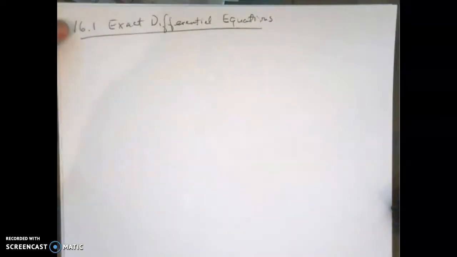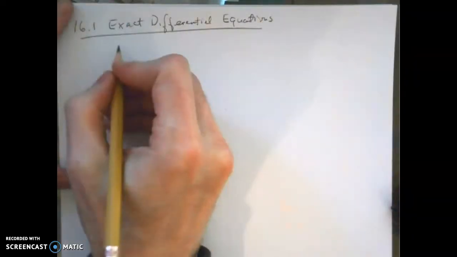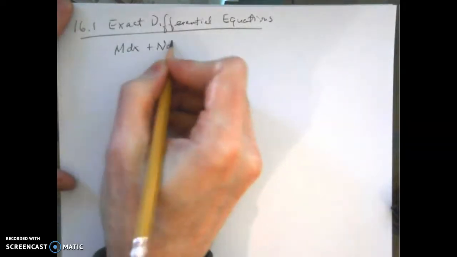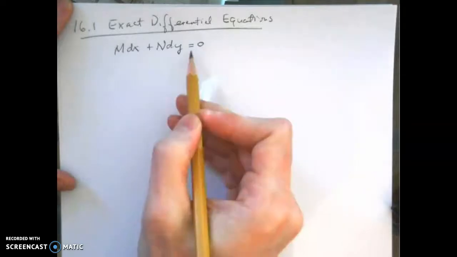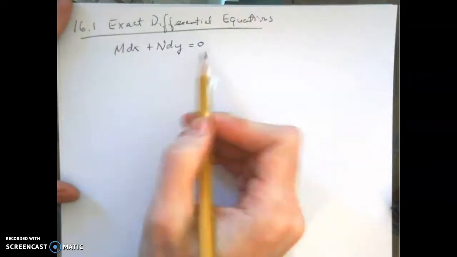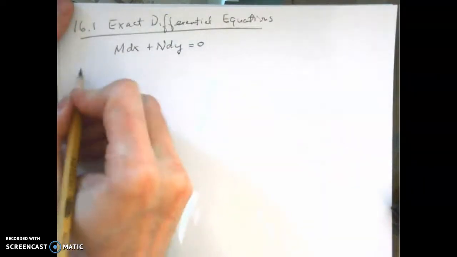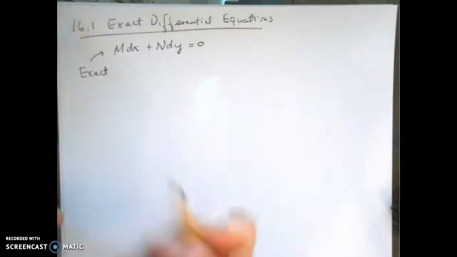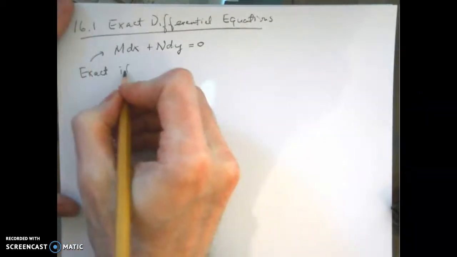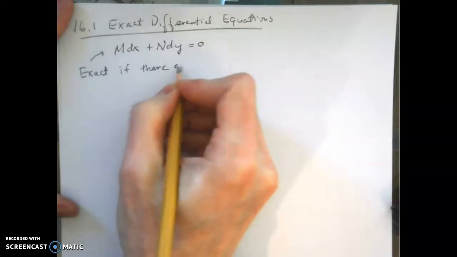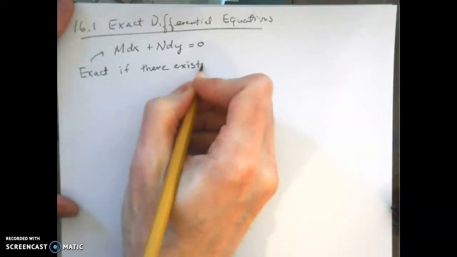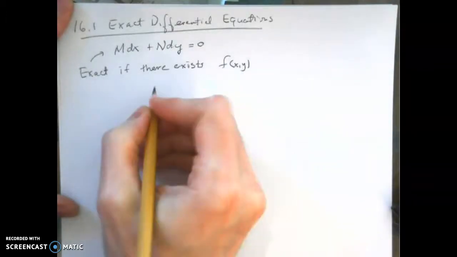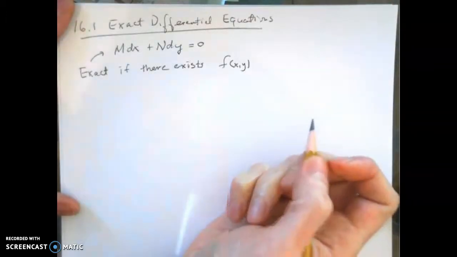In this case, we're not necessarily able to do that, but when we have an equation in the form of M dx plus N dy is equal to 0, this alone doesn't make it exact. But if we have something in this form, the entire equation is considered to be exact if there exists a function f of x, y with continuous partial derivatives fx and fy.